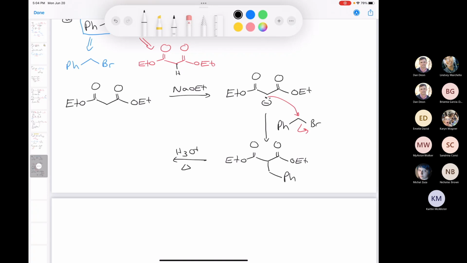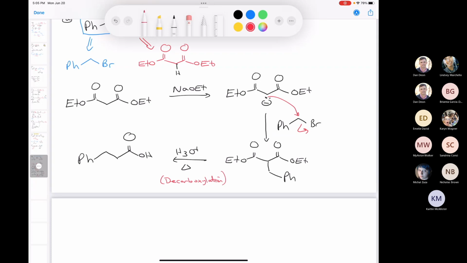And remember, what that does is that converts this side to a carboxylic acid and this side to a carboxylic acid, but then you end up losing carbon dioxide in the process. So you have a decarboxylation. So it's a hydrolysis followed by decarboxylation, and that is going to give you the product. So you'll end up with this as your final product, nothing more than that.